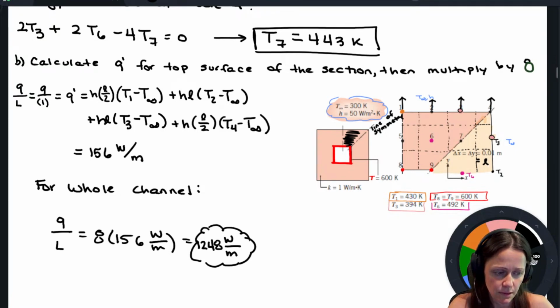That you have up there, is that like the two-dimensional flux or something? Because it's over 1 unit length rather than Q over A, right?